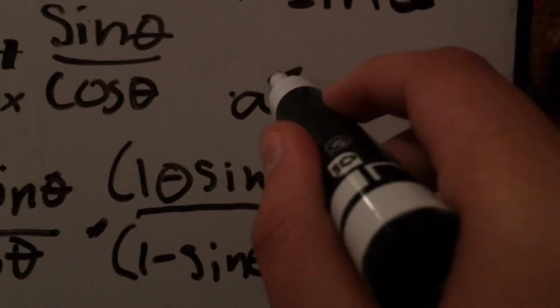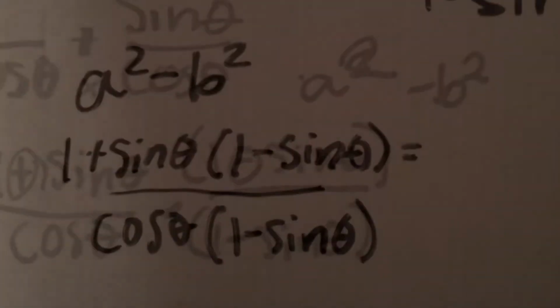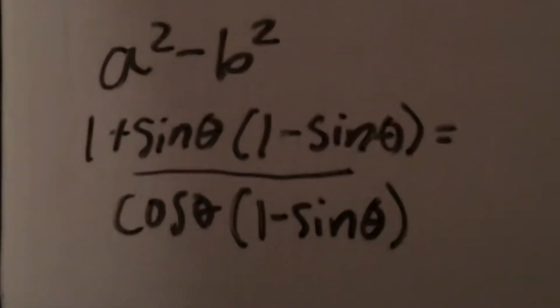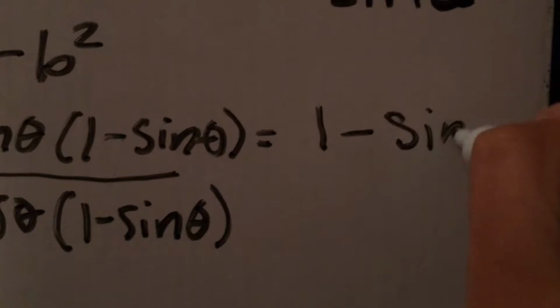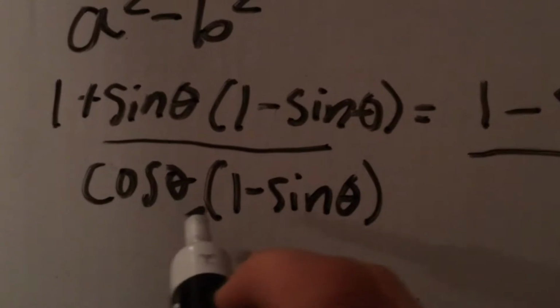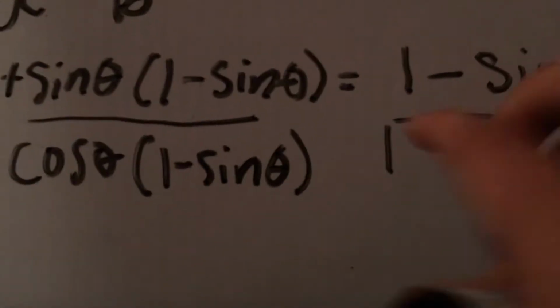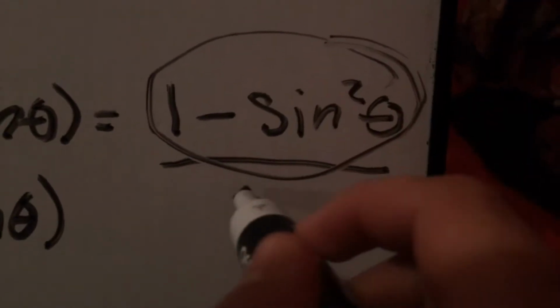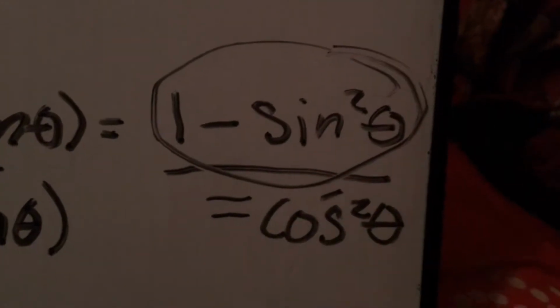Factoring it gives a squared minus b squared. So when factoring, it will actually be 1 minus sine squared theta over cosine theta times 1 minus sine theta. But the thing is, now you figure out that the numerator is actually equal to cosine squared theta, making it easier for us to cancel cosine.